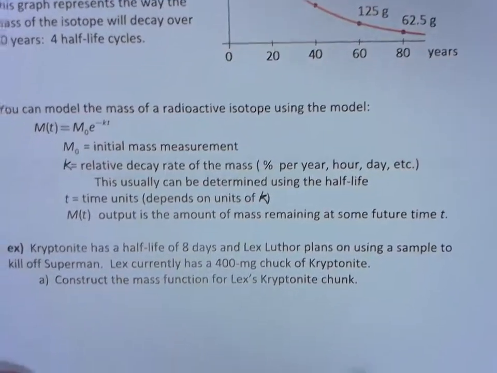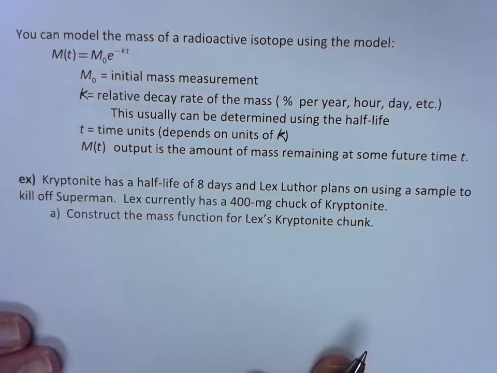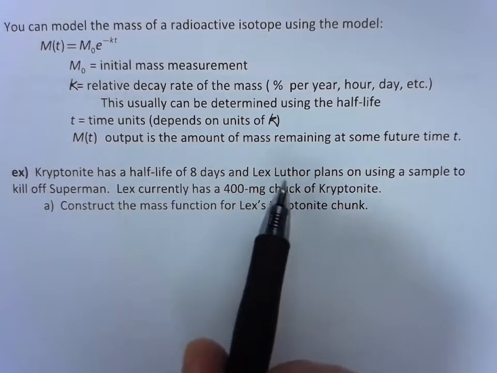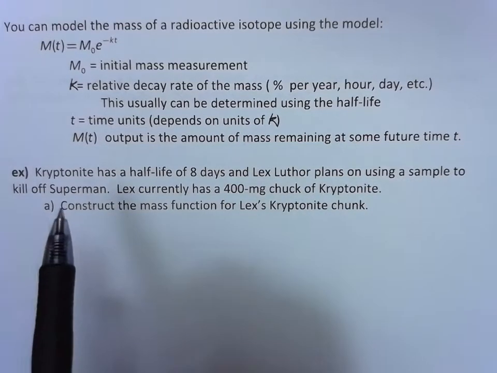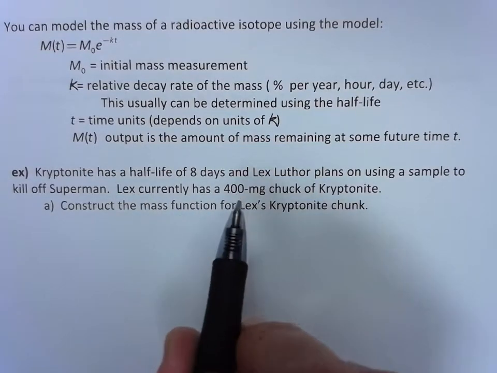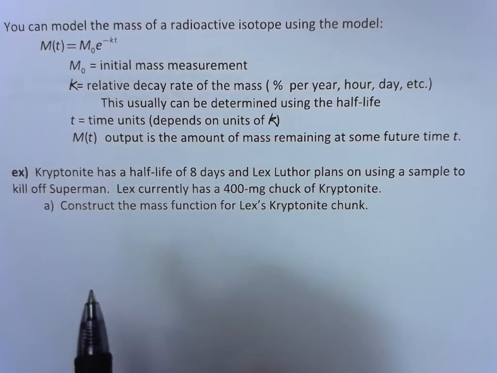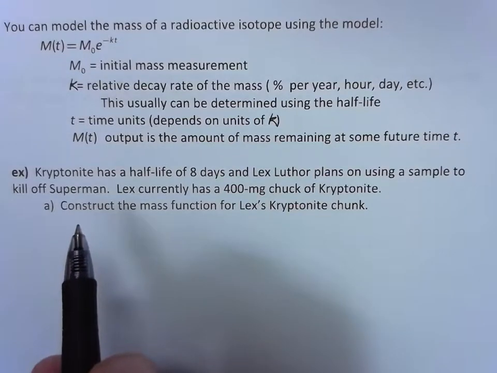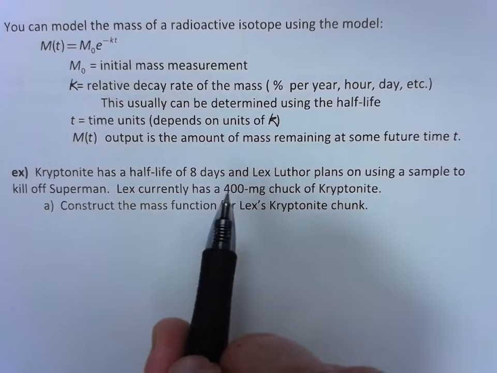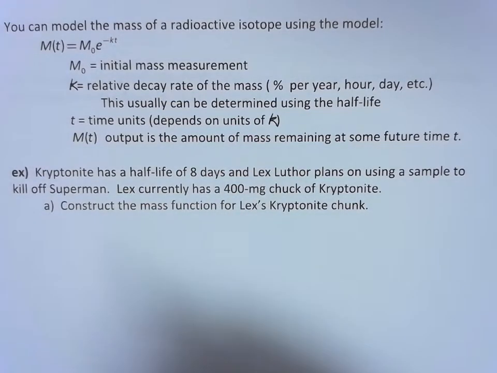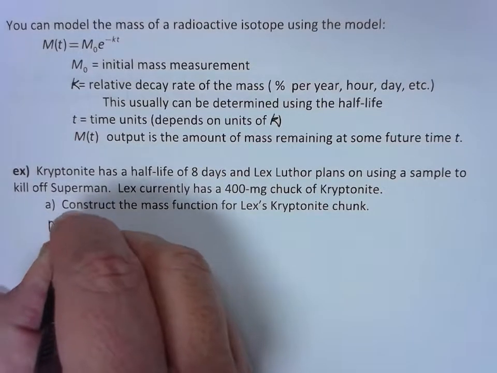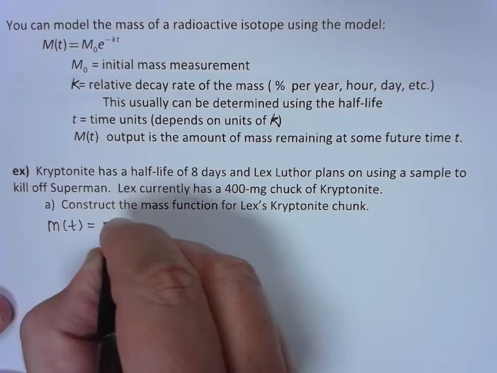Okay, so we're looking at an isotope of kryptonite. Kryptonite has a half-life of 8 days, and Lex Luthor has a plan on using a sample of kryptonite to kill off Superman. So we know that Lex currently has a 400 milligram, a pretty tiny chunk of kryptonite. What I want to do is, using the half-life of 8 days and that Lex's initial amount or mass of kryptonite is 400 milligrams, let's construct the mass model for this particular isotope.